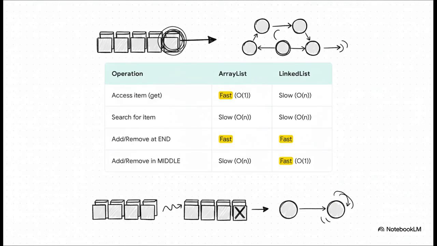Let's break it down. For accessing an item, that's the get operation, ArrayList is the undisputed champion. It's O(1), which basically means it's instantaneous, no matter how big the list is. Linked list, on the other hand, is O(N), meaning it gets slower the more items you have. But look at adding or removing from the middle. The rules are completely reversed. Linked list is a blazing fast O(1) because of that relinking trick, while ArrayList is stuck with that slow O(N) shifting operation. This right here, this is the fundamental trade-off. Do you need fast access, or do you need fast changes?